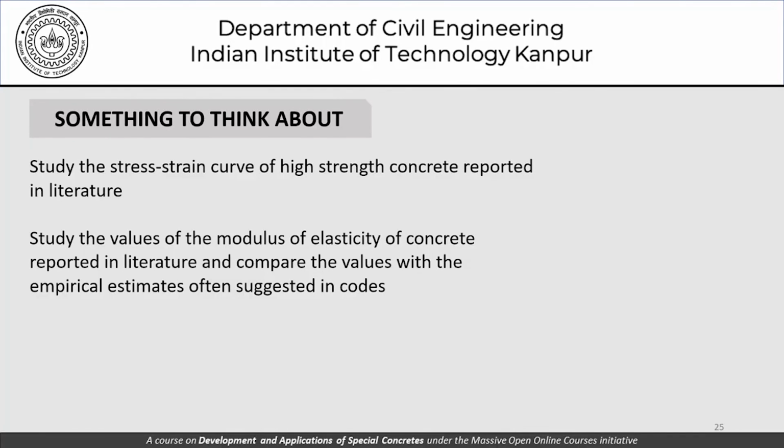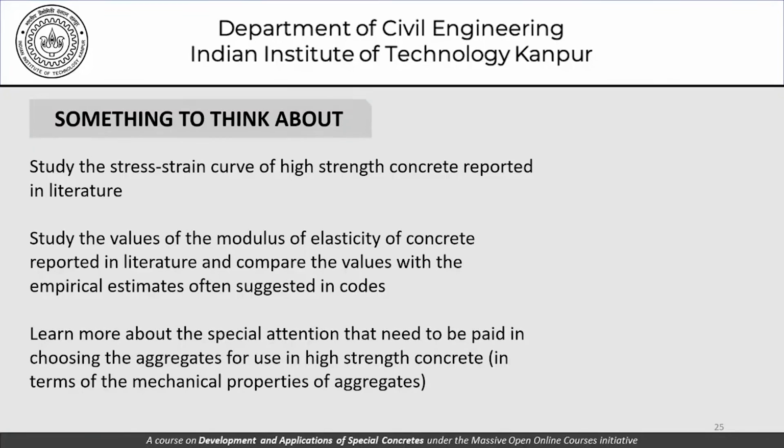For example, the Indian code suggests the use of 5000 root fck as a model for calculating or estimating the modulus of elasticity. Try to see whether that formula or that empirical rule is good enough even for high strength concretes. In fact, there is a very clear disclaimer as far as IS 456 is concerned, cautioning the engineers not to use these kinds of empirical relations for high strength concretes. Learn more about the special attention that needs to be paid in choosing aggregates for use in high strength concretes, in terms of the mechanical properties of the aggregates.